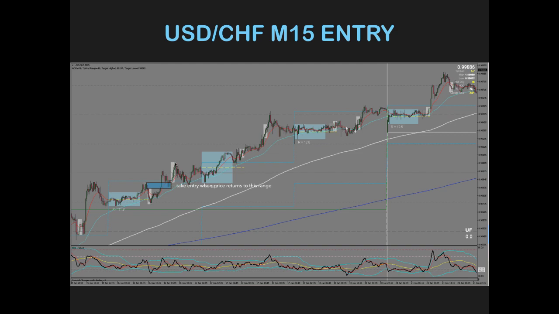Then price moves up and away, bounces up again from that range a second time, so we could have taken another entry. And then stops right about here. Your stop loss is going to go below the low prior to the shift.